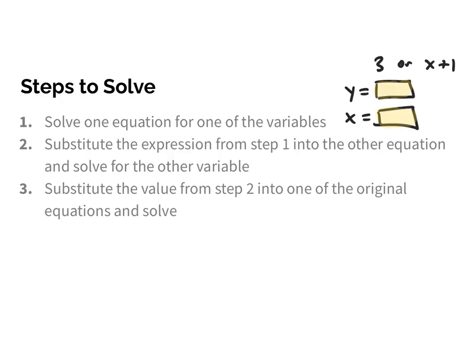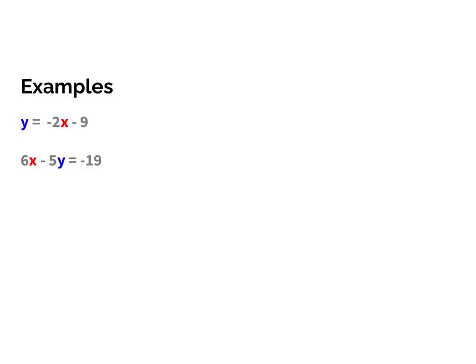And then lastly, we're going to substitute whatever answer we get. We're going to get a value, and we're going to plug that value back in to figure out what the second unknown would be. So these are the steps we're going to follow to help it make more sense. Let's go through our examples.